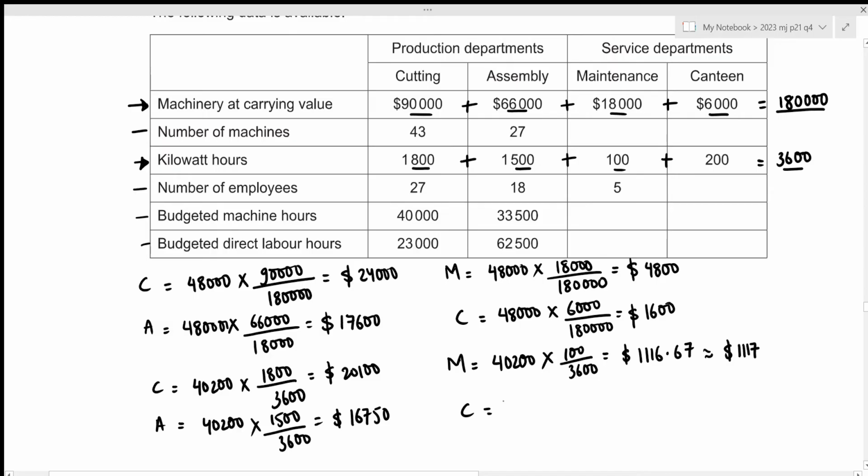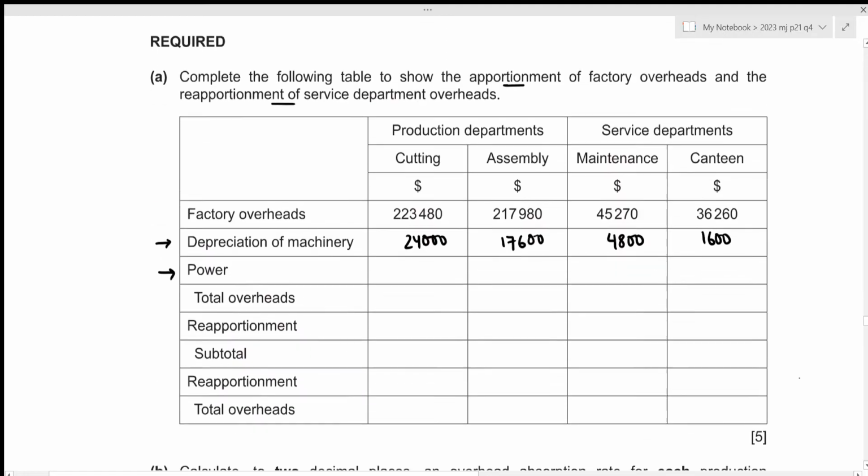Then for canteen department, that will be 40,200 times 200 divided by the total of 3,600, and this results in the value of 2,233.33. Again, for the ease of our calculation, we can just round it off to 2,233. Okay, let's write down these four values.